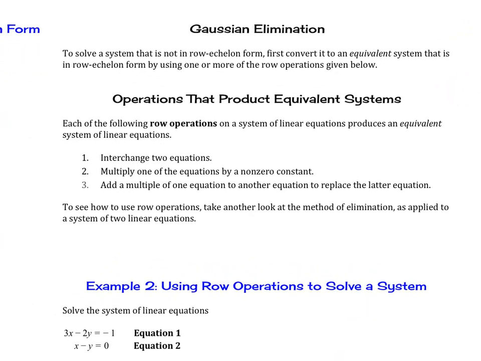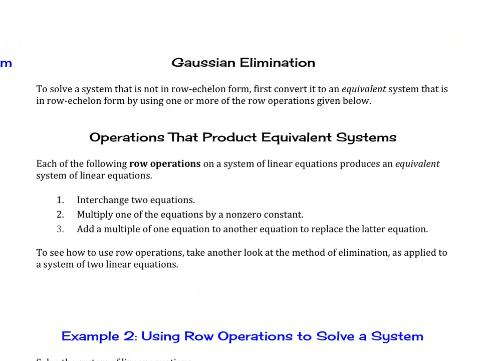So we're going to look at Gaussian elimination. To solve a system that is not in row echelon form, we're going to first convert it to an equivalent system that is in row echelon form by using one or more of the row operations given below. Operations that produce equivalent systems: each of the following row operations on a system of linear equations produces an equivalent system of linear equations. Number 1, we could interchange two equations.